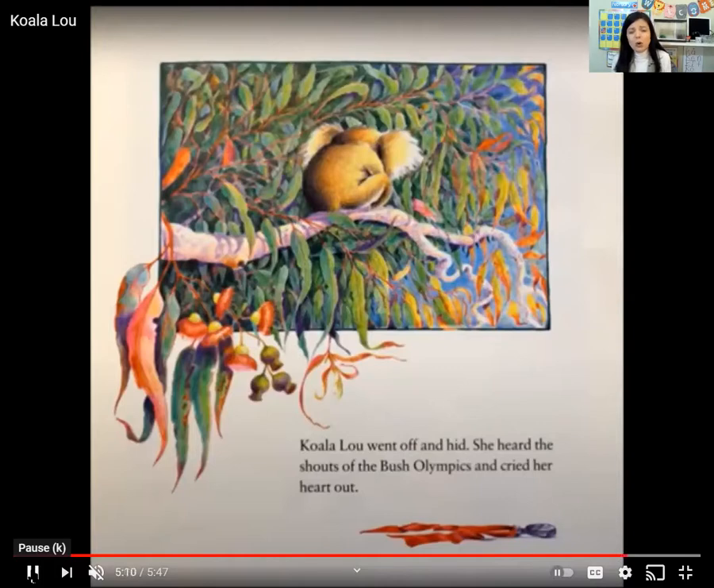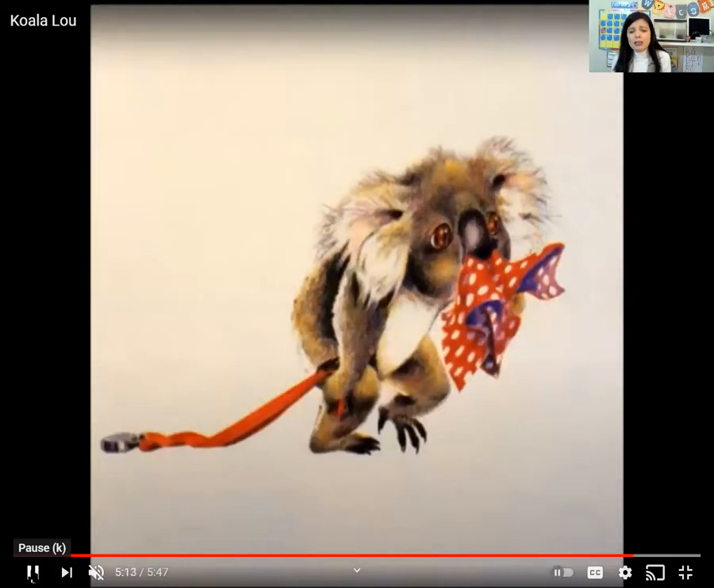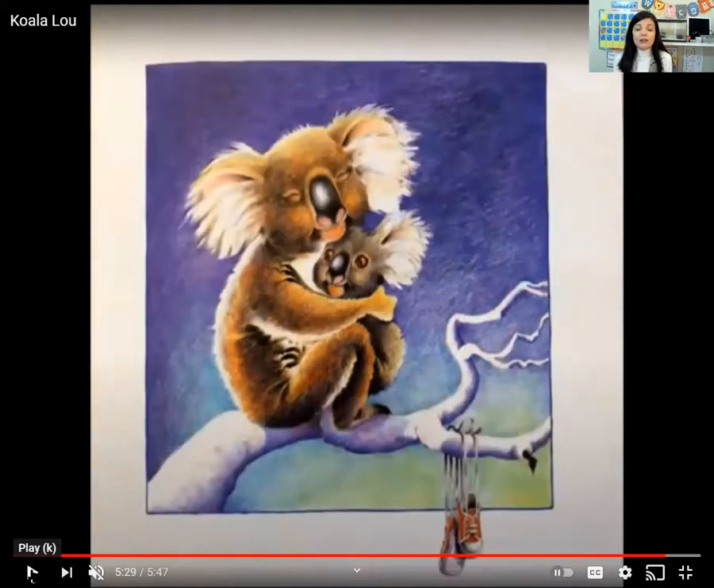Boo-hoo-hoo-hoo, Koala Lou cried. She wanted to win, so her mother would once again say, Koala Lou, I love you. Boo-hoo-hoo-hoo. But then something happened. Koala Lou's mother found her, sitting alone and crying. Koala Lou's mother took her in her arms. Koala Lou's mother held her really tight, and Koala Lou's mother said, Koala Lou, I do love you.